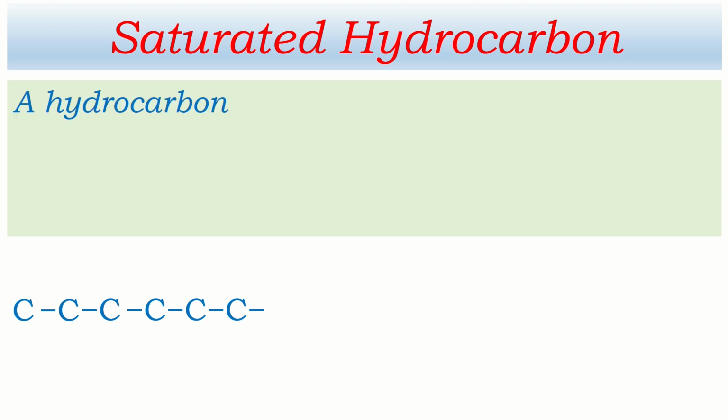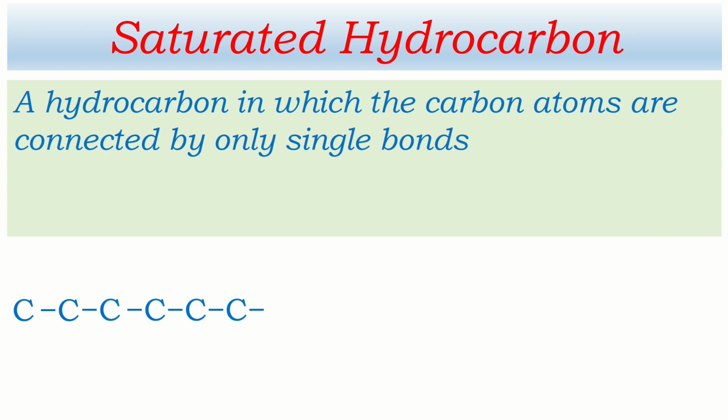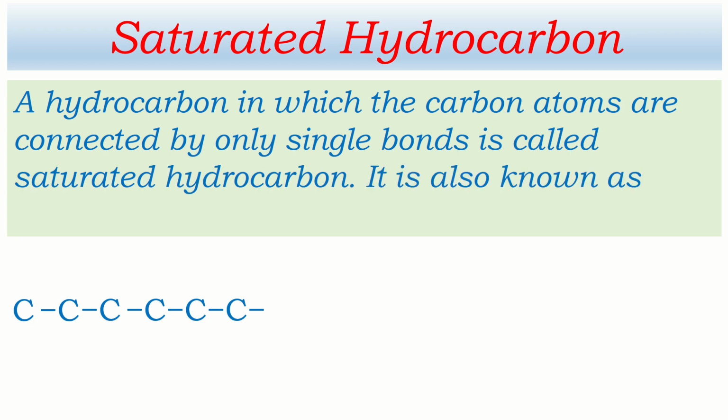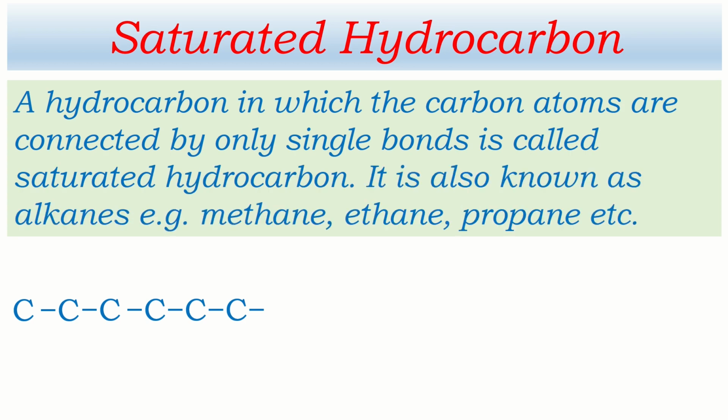We can define it this way: a hydrocarbon in which the carbon atoms are connected by only single bonds is called saturated hydrocarbon. It is also known as alkanes. For example, methane, ethane, propane, etc. These are examples of saturated hydrocarbon.